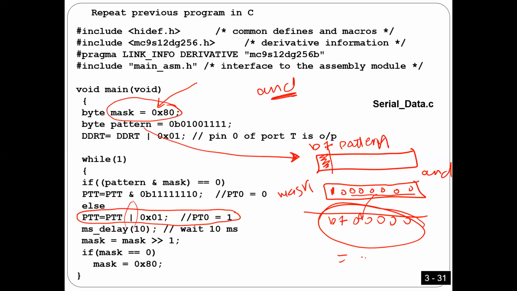If the whole result is 0, what does it mean? It means bit 7 was 0. That's exactly what I did. Look here, guys. This is the pattern, this is the AND operation, and this is the mask. I'm going to check one bit, and if the result of this AND operation is 0, I'm going to output 0. Otherwise, I have to output 1.